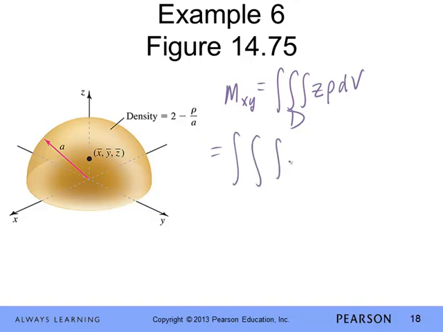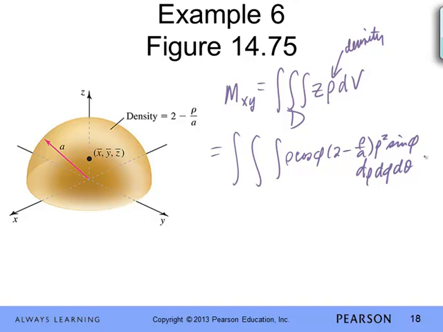Now z is equal to rho cosine phi. And when I wrote that rho, I meant the density, which is 2 minus rho over a. Now, in spherical coordinates, the dV element is rho squared sine phi d rho d phi d theta.